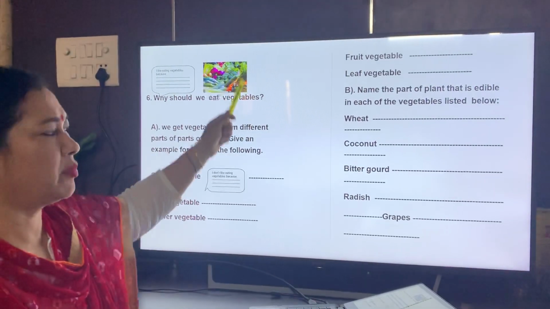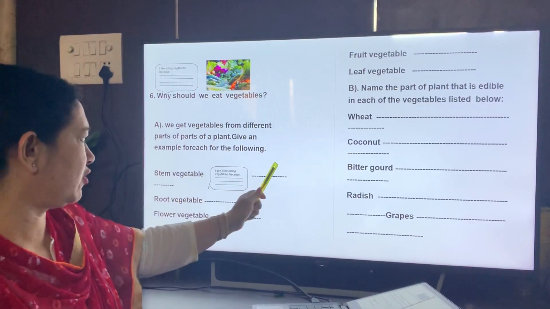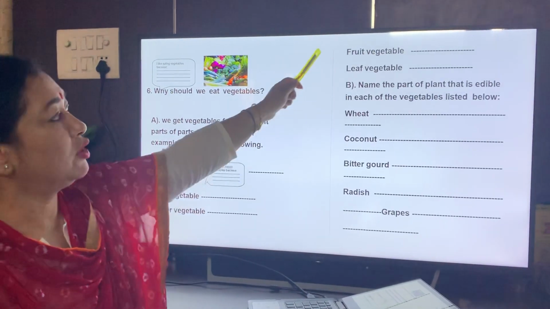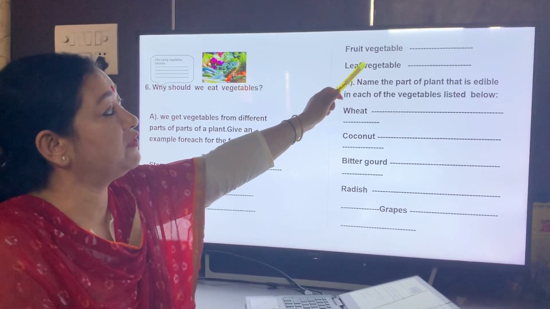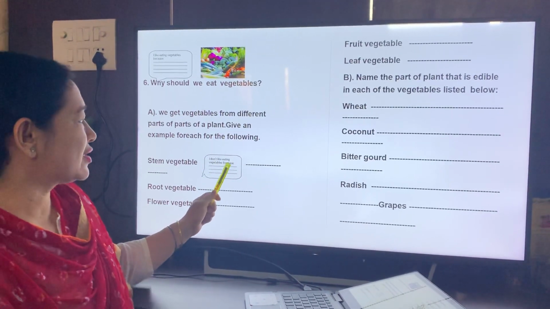So this is again repetition. You've been doing this so many times. You have to write name of stem vegetable, root vegetable, flower vegetable, fruit vegetable, leaf vegetable. So you are going to fill all these blanks. There is again a small box here.